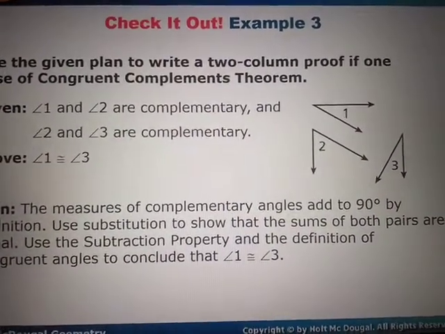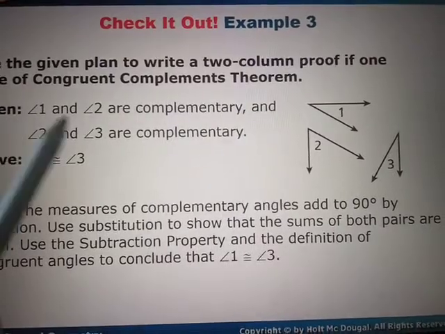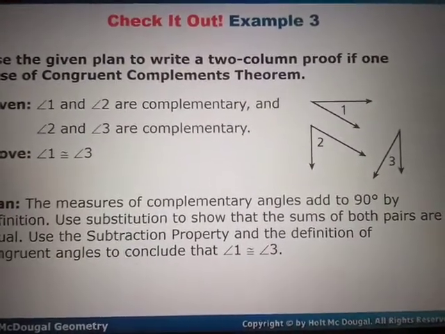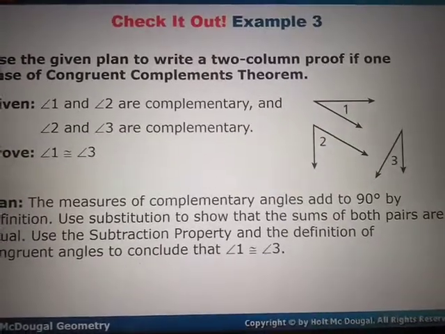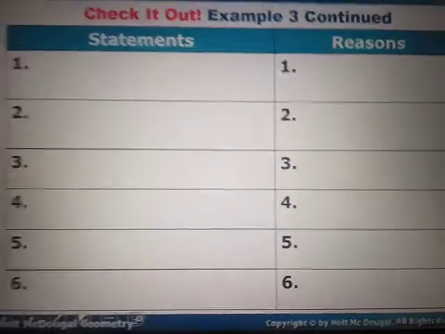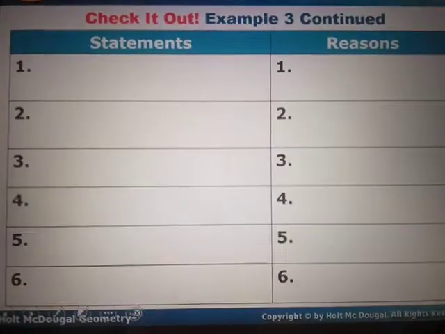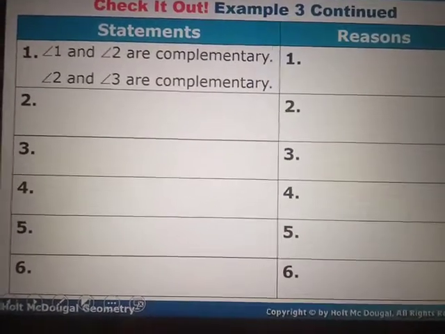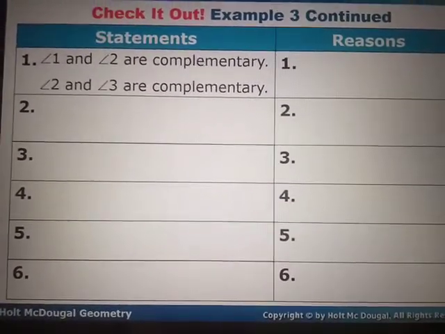Another one. Angle 1 and angle 2 are complementary. Angle 2 and angle 3 are complementary. Prove angle 1 congruent to angle 3. We will do the two columns. The first one, angle 1 and angle 2 are complementary. Angle 2 and angle 3 are complementary.